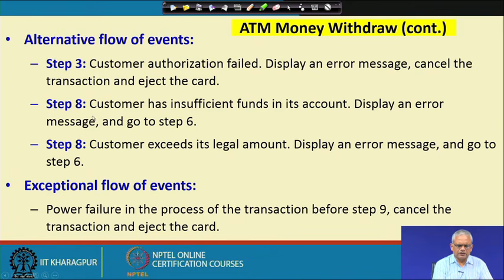Another alternate flow can occur at step 8, the customer has insufficient fund in the account, display an error message and go to step 6. Step 8, customer exceeds the legal amount that can be dispensed per customer, maybe 50,000 is the legal amount, the customer entered 55,000, display an error message and go to step 6. There can be exceptional flow of events, for example, while the transaction is going on, power failure, and then the transaction is cancelled and the card is ejected.